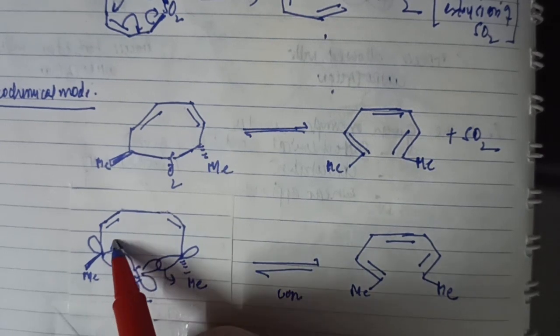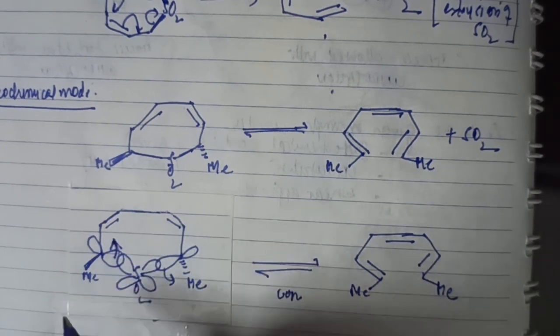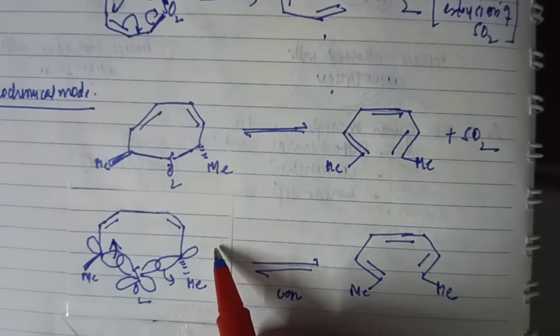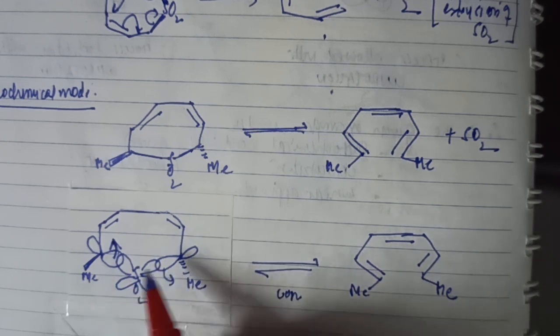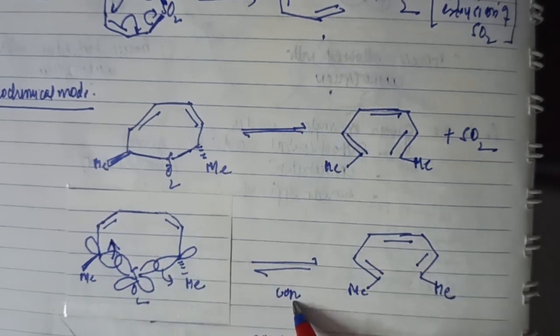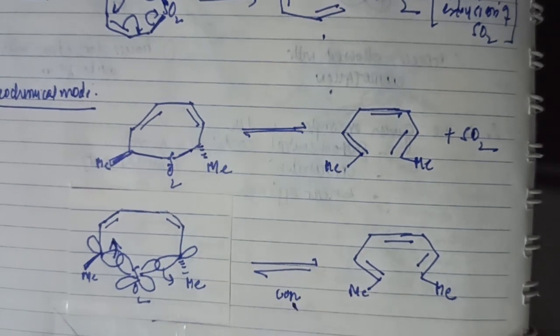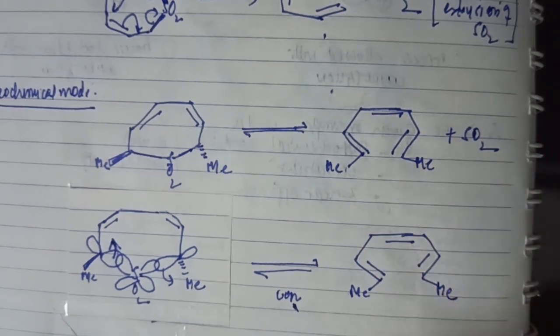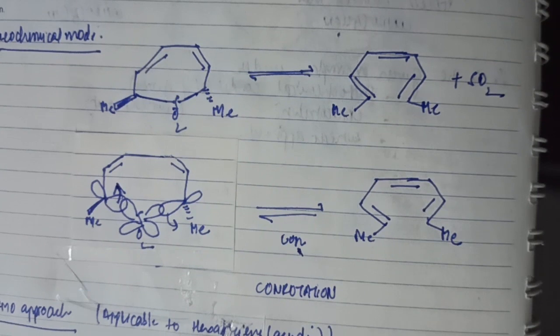Therefore, this lobe is rotating, let's say, in an anti-clockwise fashion. This lobe is also rotating in an anti-clockwise fashion. Both lobes are rotating in a similar direction. The process is conrotatory. Therefore, we have worked out that this particular reaction is occurring in a conrotatory fashion, right?